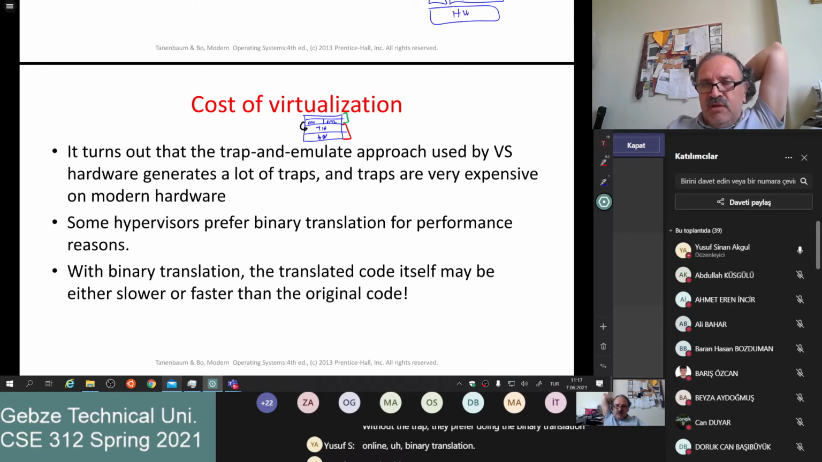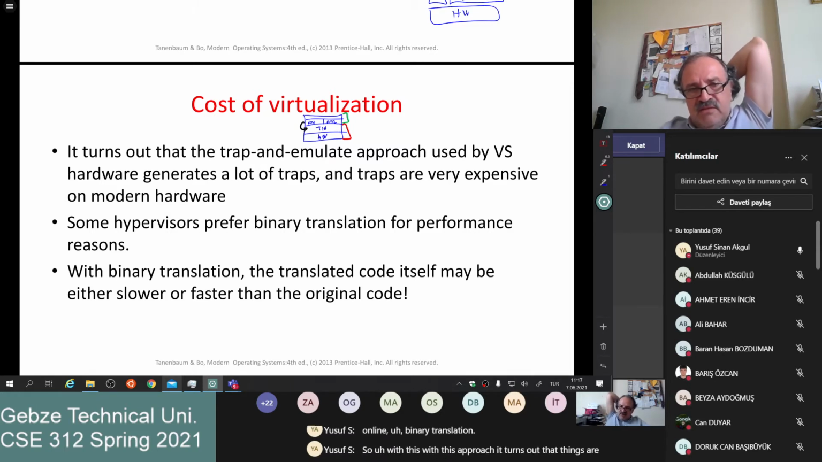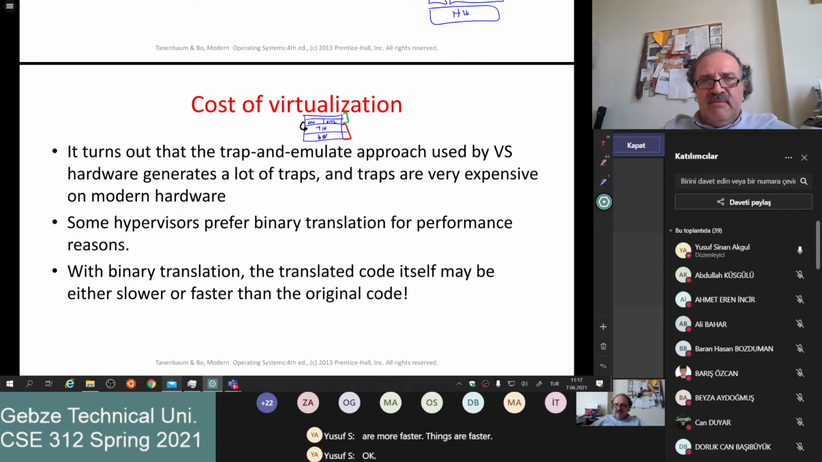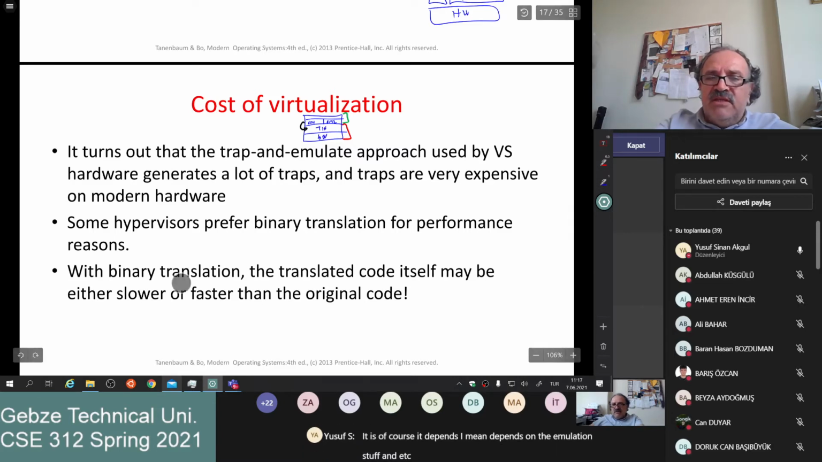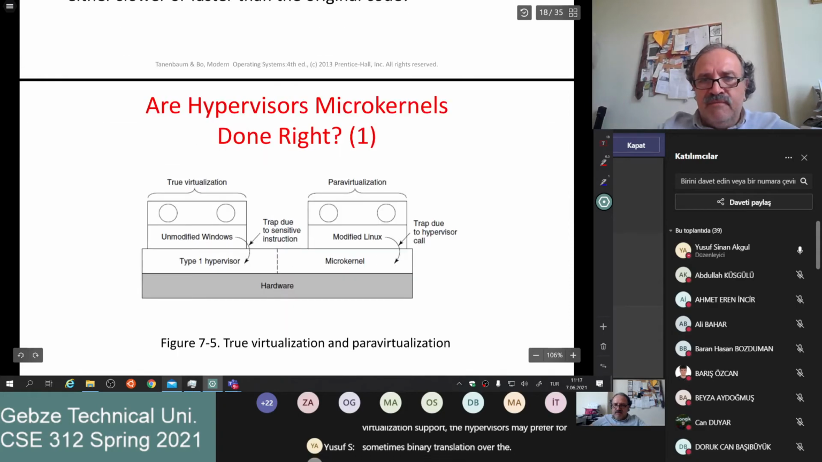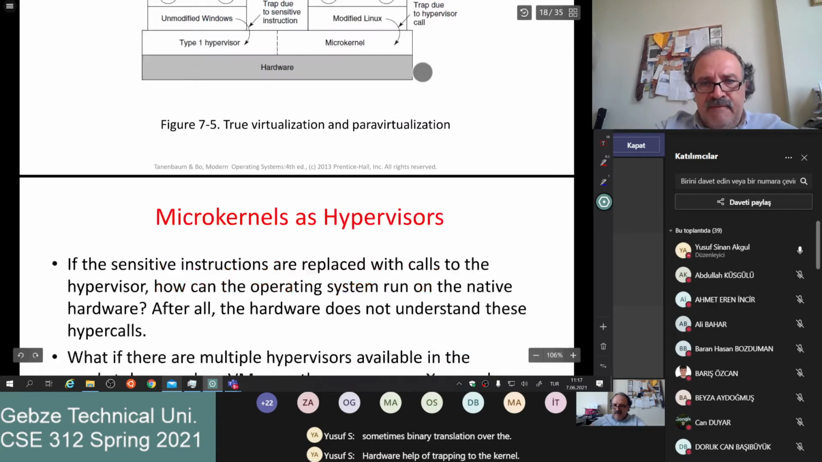With this approach, it turns out that things are faster. Of course, it depends on the emulation stuff and etc. So with the binary translation, sometimes things are faster, sometimes not. So even with the virtualization support, the hypervisors may sometimes prefer binary translation over the hardware help of trapping to the kernel. Okay, good.